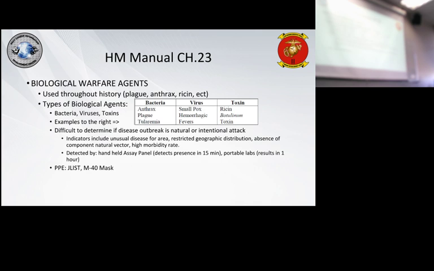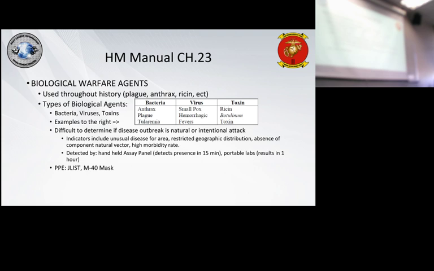There are biological warfare agents. They're used throughout history, like the plague, anthrax, ricin. The types of biological agents can be bacteria, viruses, toxins. Here are the examples from the chart on your slide. Difficult to determine if a disease outbreak is natural or an intentional attack.